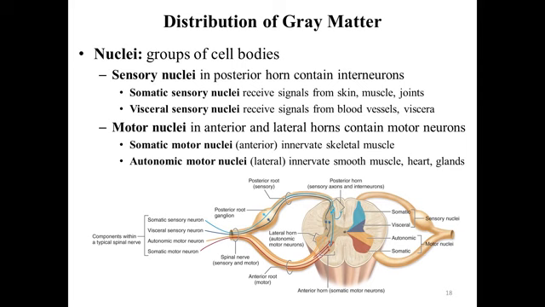Motor nuclei are located in the anterior and lateral horns and contain motor neurons. The somatic motor nuclei innervate skeletal muscle, and the autonomic motor nuclei innervate smooth muscle, heart, and glands. The image shows the location of the sensory and motor nuclei in the horns. It also shows the incoming afferent sensory neurons in the posterior or dorsal root and the outgoing efferent motor axons in the anterior or ventral root of the spinal nerve.